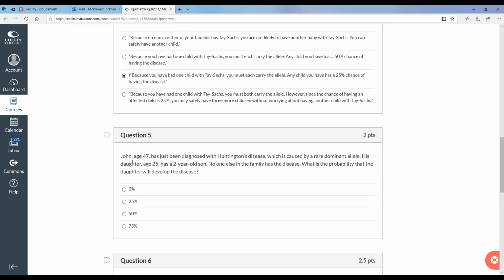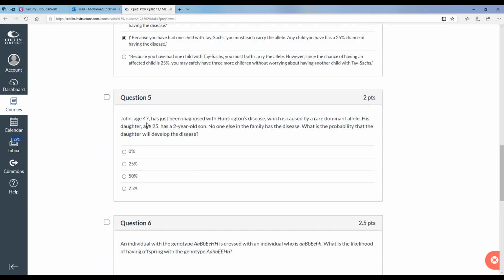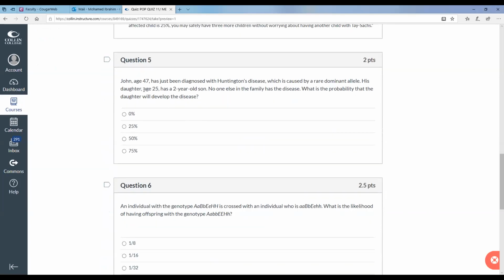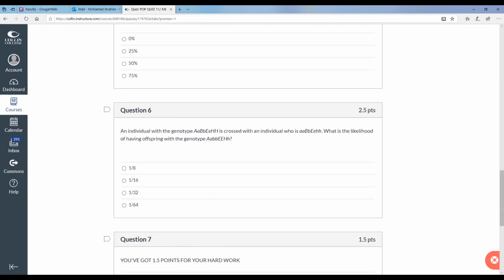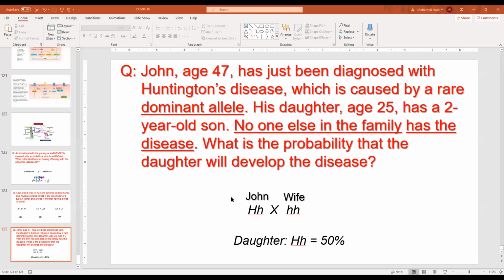This one, I think for 5 and 6, I have a PowerPoint I'd like to share with you to go through this in more detail. Here, let me switch to a different screen.